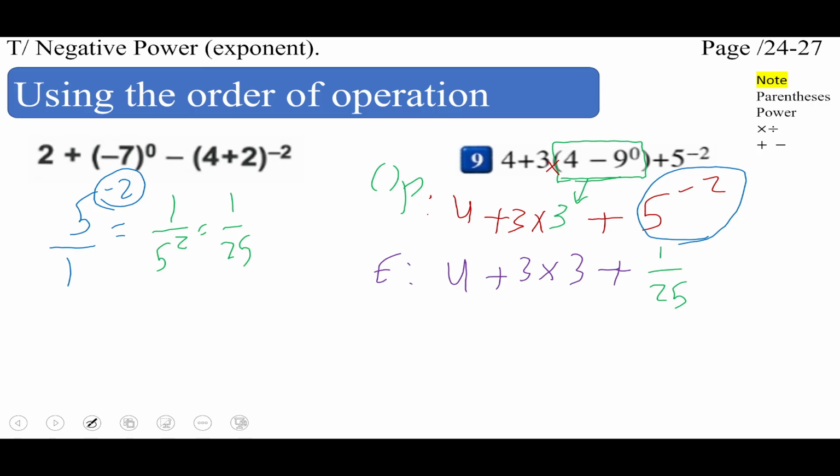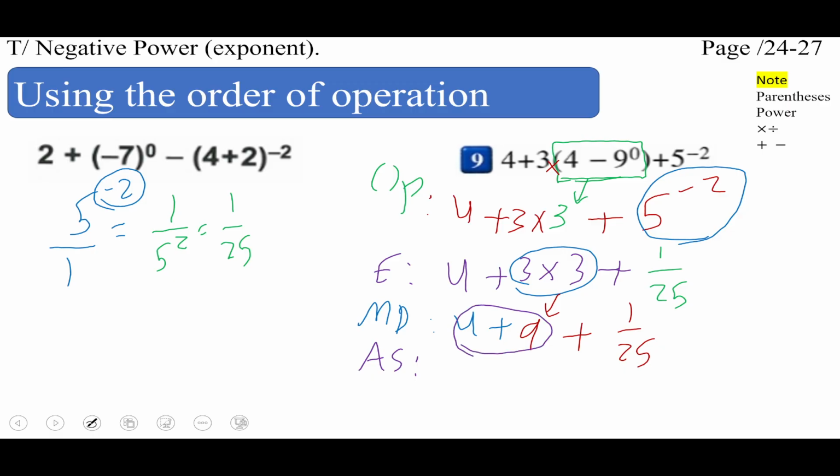Multiplication and division: is there any multiplication and division from left to right? Yes, there is multiplication, 3 times 3. So I write 4 plus 3 times 3, it's going to be 9 plus 1 out of 25. After multiplication and division, there is addition and subtraction from left to right. Yes, there is addition. 4 plus 9 is 13 plus 1 out of 25. We can put 1 and make the same denominator. That's it. You will get the answer.